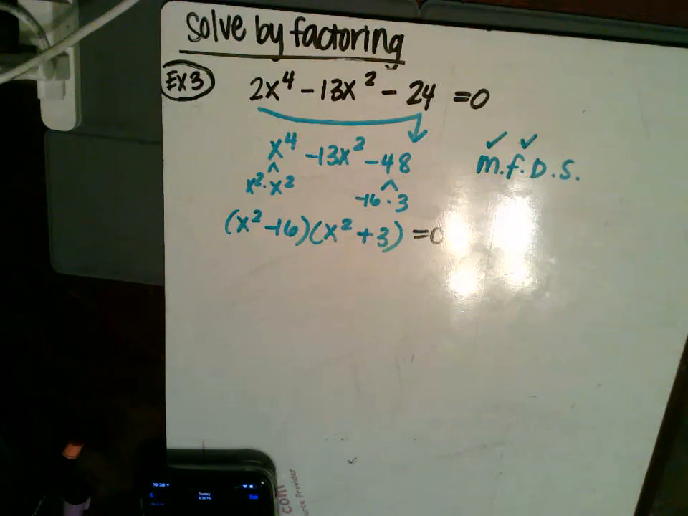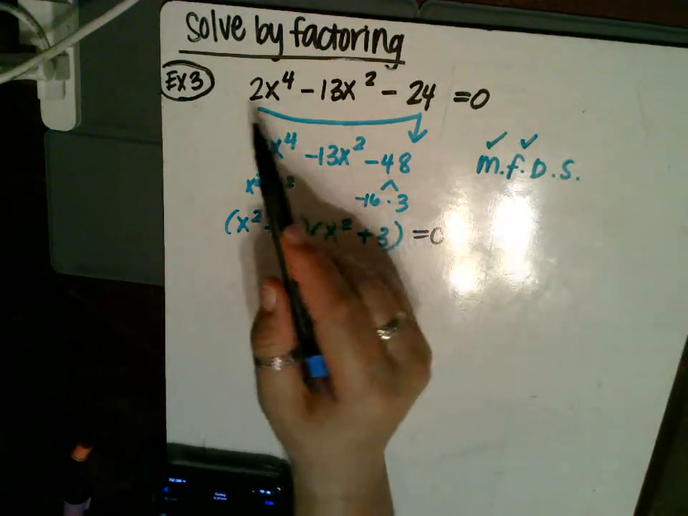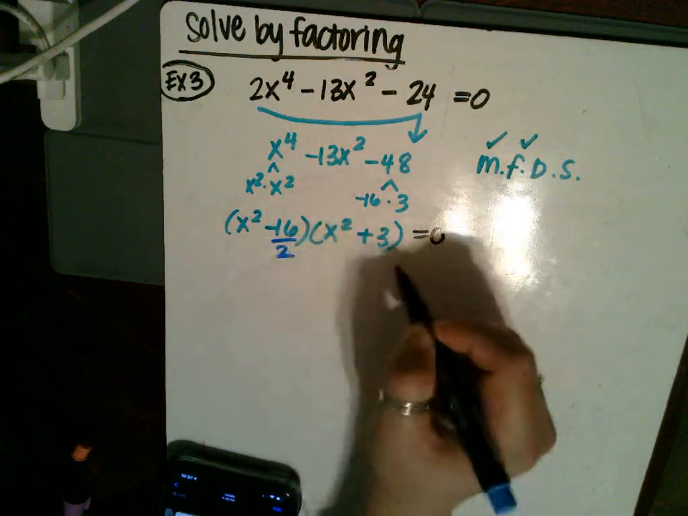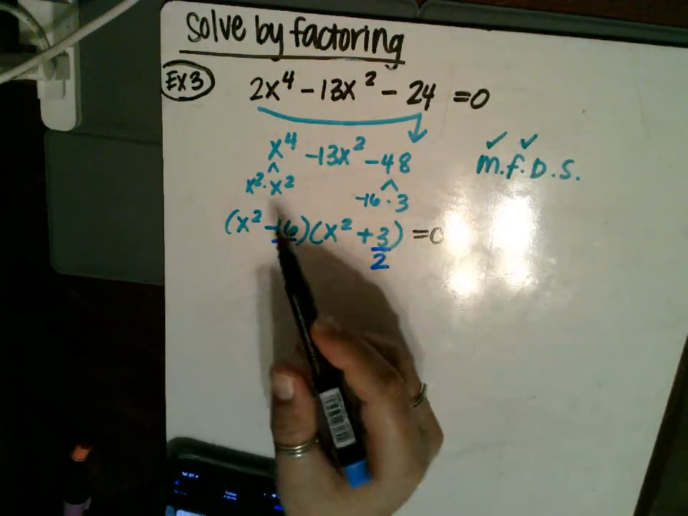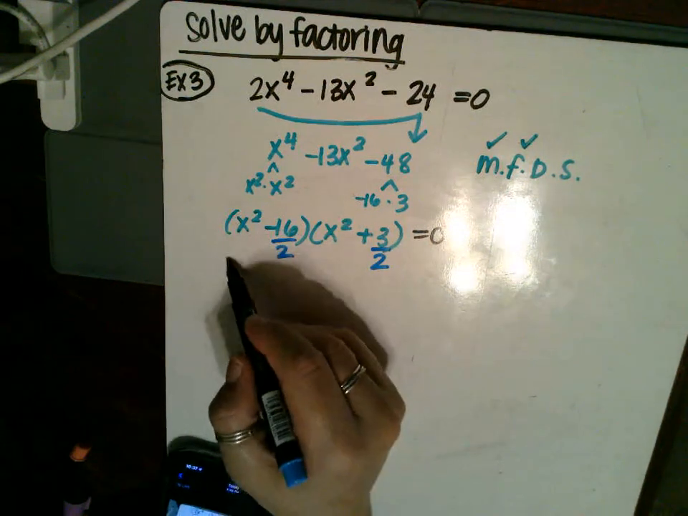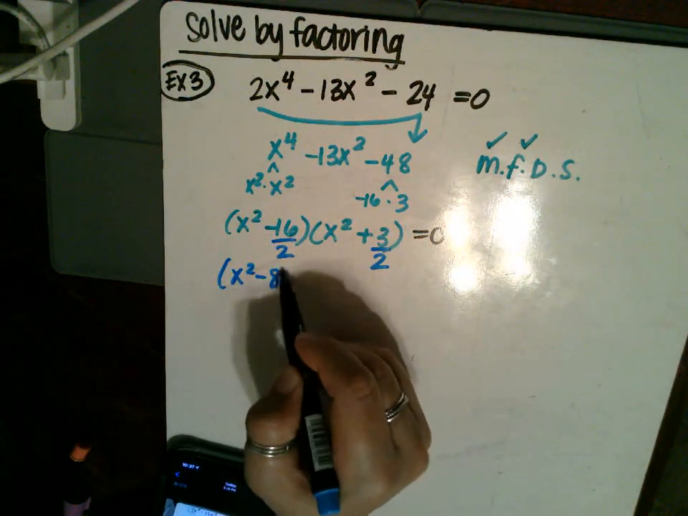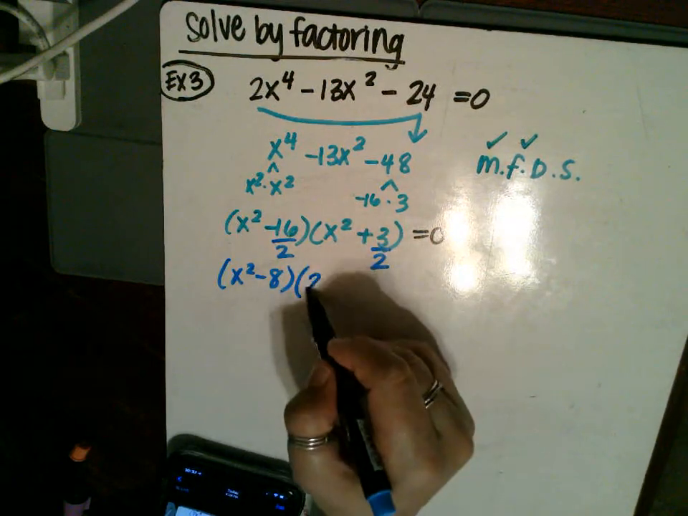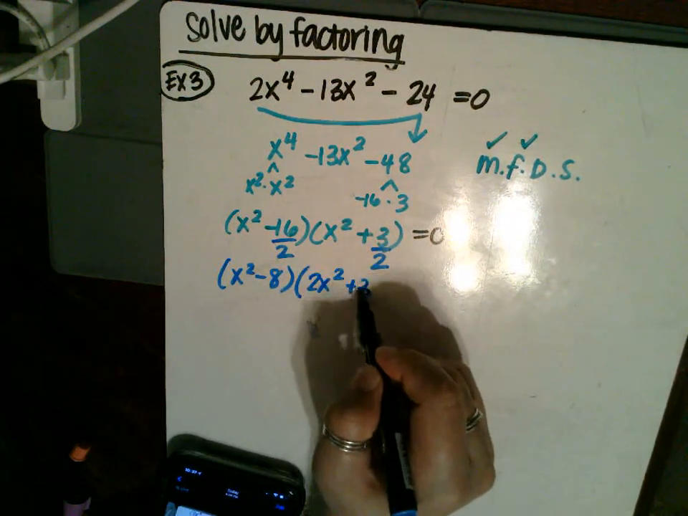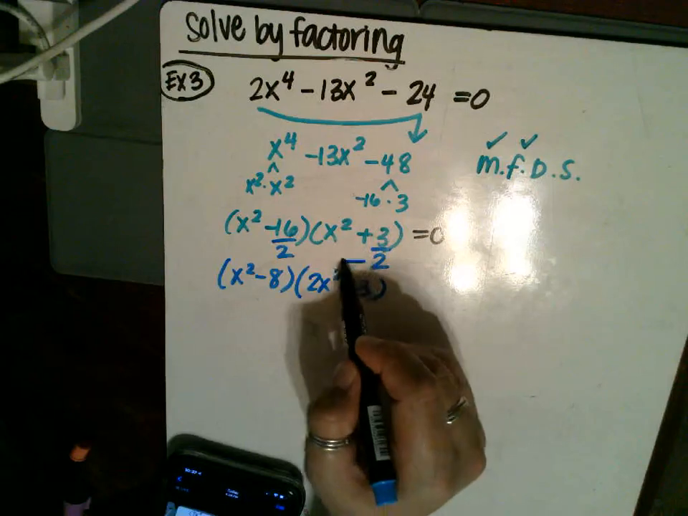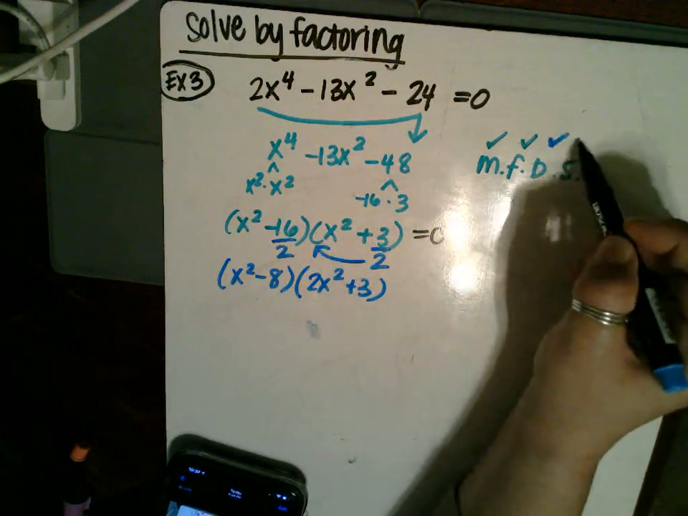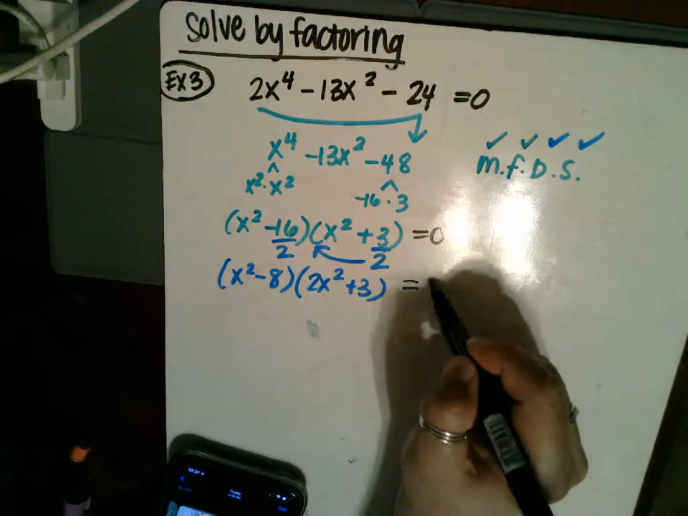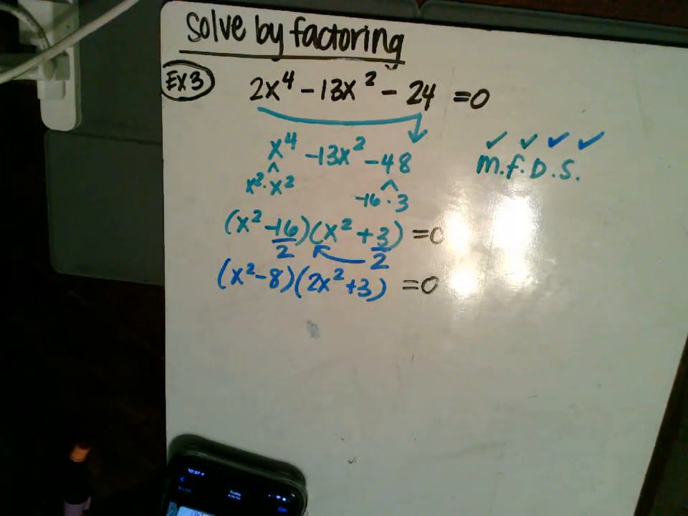Now I've got to divide and slide. Since I divided or multiplied by 2, I'm going to divide by 2. I end up with x squared minus 8 times 2x squared plus 3. Since this does not divide nicely, it will slide in the front. So I've divided and slid and still have this quantity equal to 0.